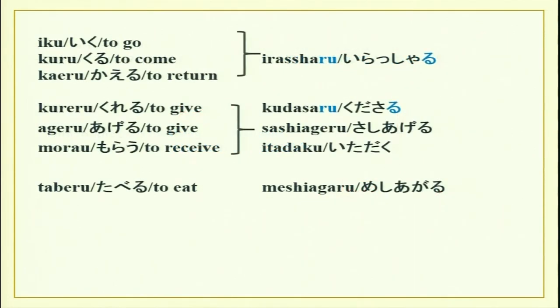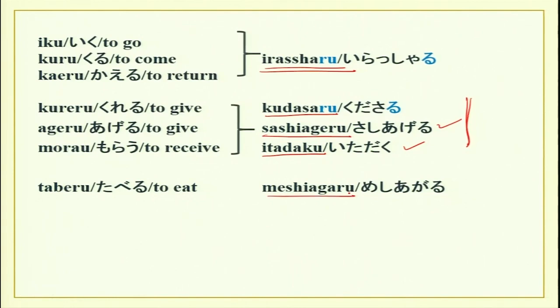There are some more polite verbs. This you did just now. Iku, kuru and iru is irasharu, as we did. Then we have kureru, which is kudasaru, we've been doing for a long time. Ageru is sashiageru, which you have already done. And itadaku we did here in this lesson, which is again for respect to others and formal situations. Now taberu we did just now.